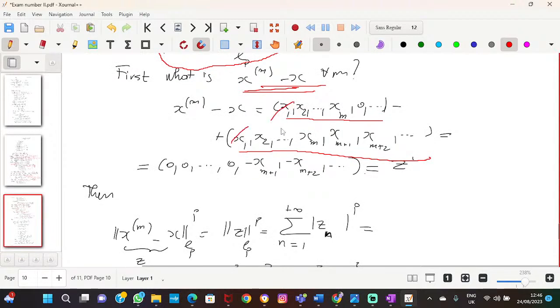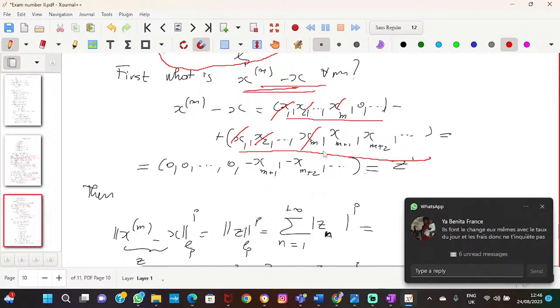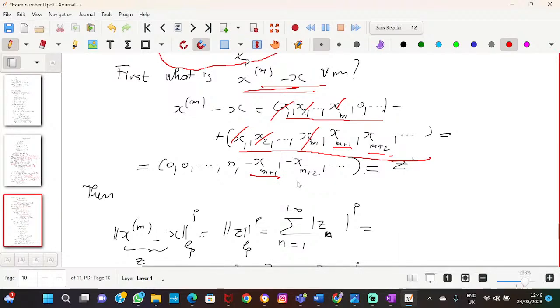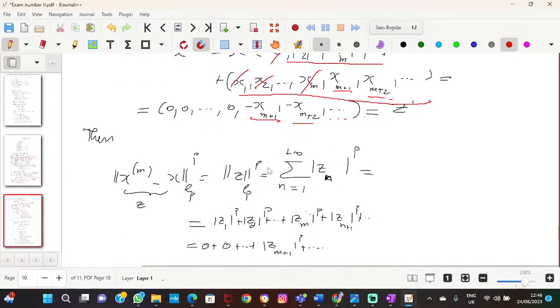those two are going to cancel out. This is going to cancel out. This is going to cancel out this. You only remain with this. So you have minus x_{m+1}, minus x_{m+2}, etc. So now, if we call this z.